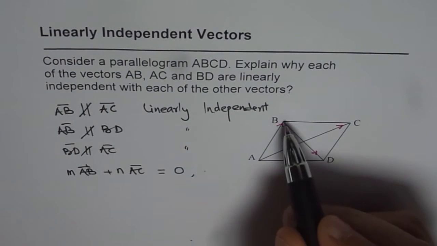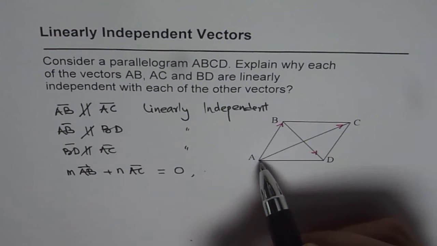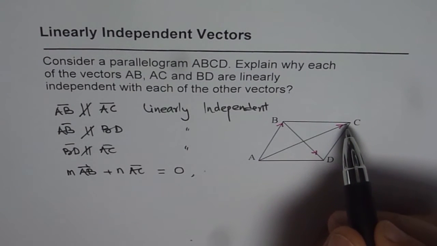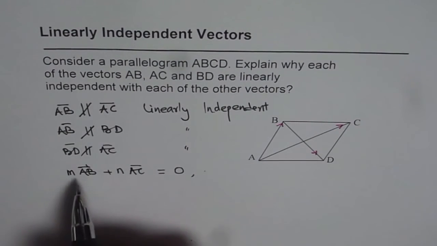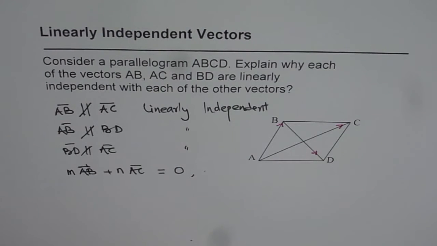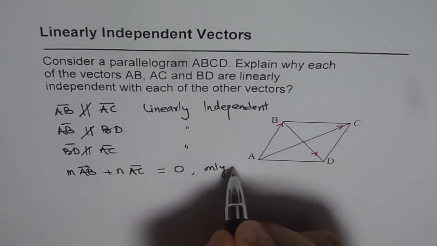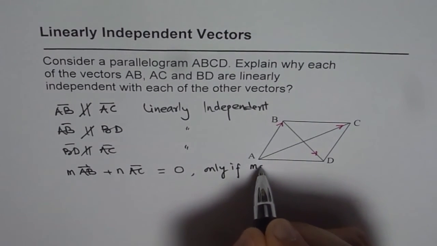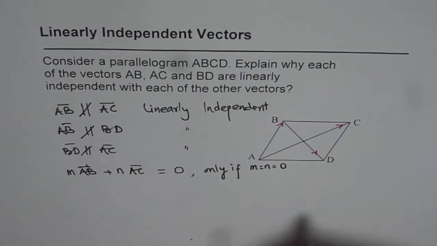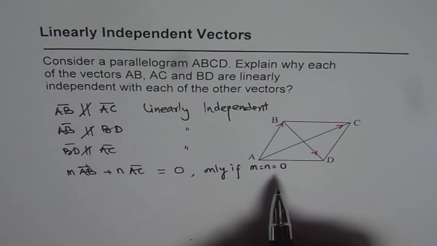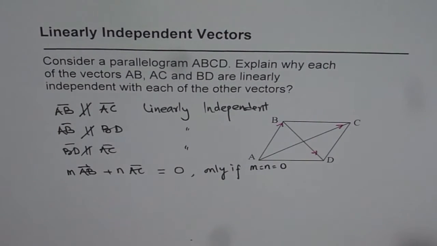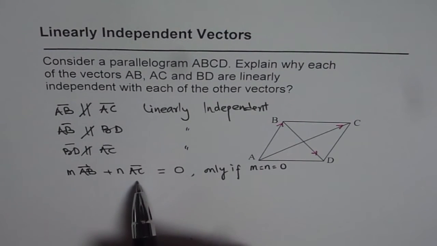So AB and AC, whenever you add them, you will not get a 0 vector unless both m and n are 0, right? So this equation is 0 only if m equals n equals 0. So that is another reason why these two vectors are independent vectors. You see that? So that's another way of writing the same thing.